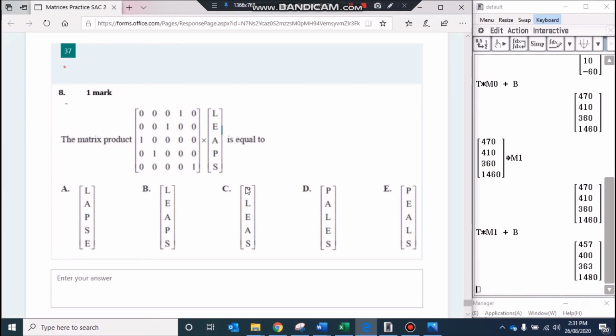Let's think about what the second letter is going to be. We've got 0 times L, 0 times E, then 1 times A, and then 0 multiplied by P and S. So the second letter is going to be A, and immediately that knocks out C and E. So we know the word is going to be pales. If you wanted to keep going to double check that it went L, E, and S, you could. But we know the answer is D.